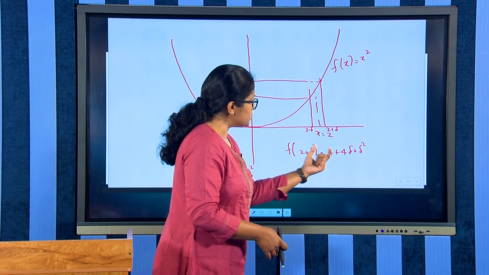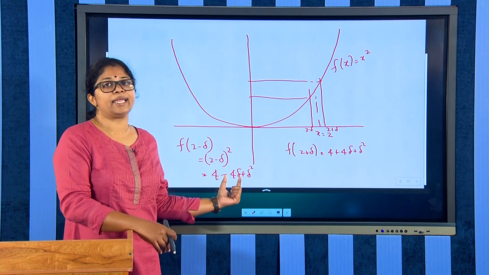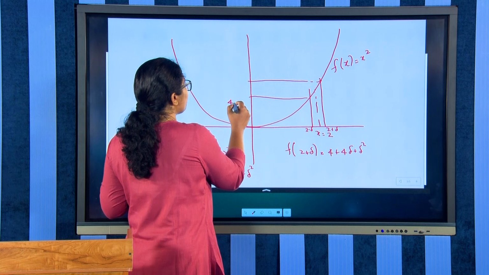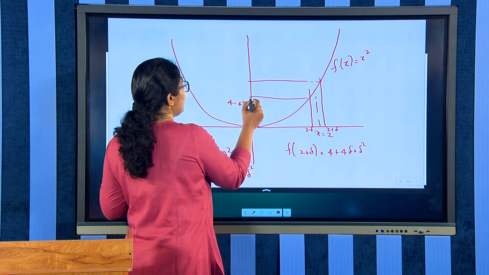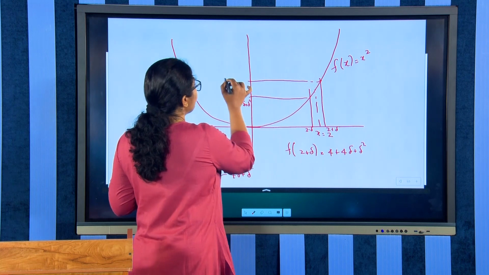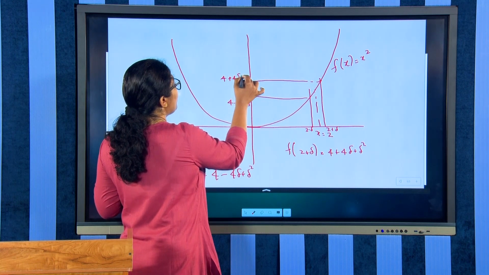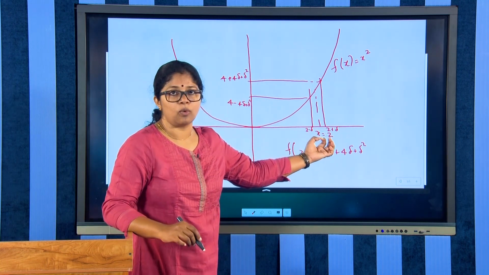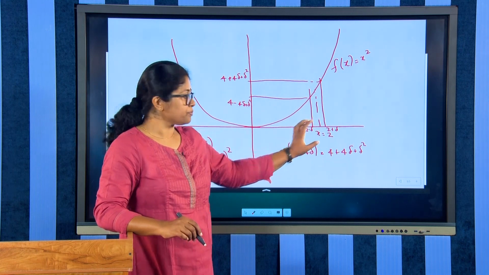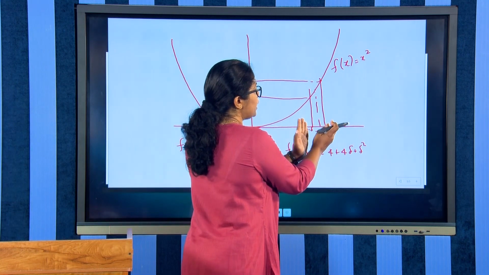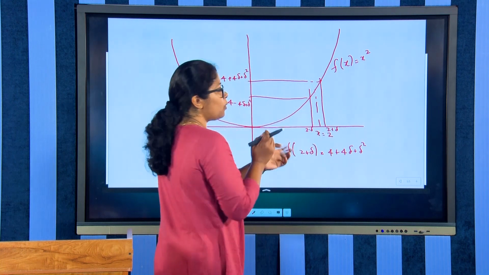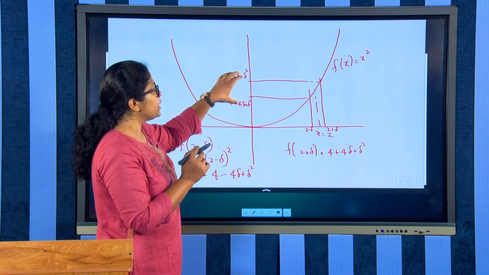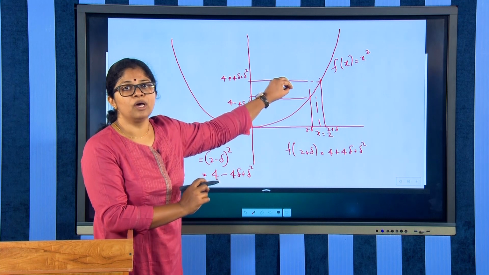So, these two values are very close to which real number? These two are very close to the number 4. So, 4 minus 4 delta plus delta square is on this side, and we have 4 plus 4 delta plus delta square as this value. So, as delta approaches 0, x becomes equal to 2. So, when delta becomes 0, this interval becomes very close to 2, or it becomes exactly equal to the number 2, and here when you put delta equal to 0, these two image values become close to 4.